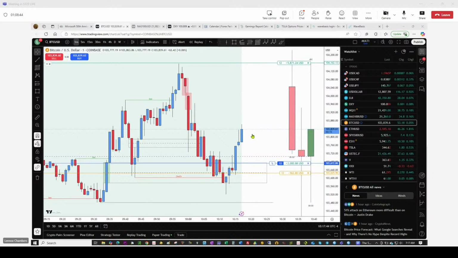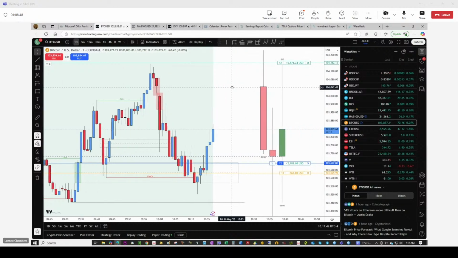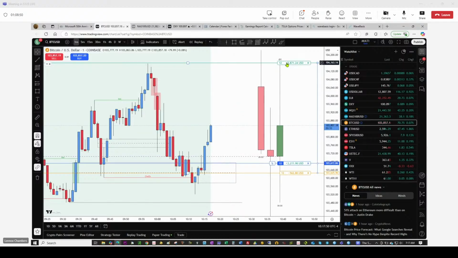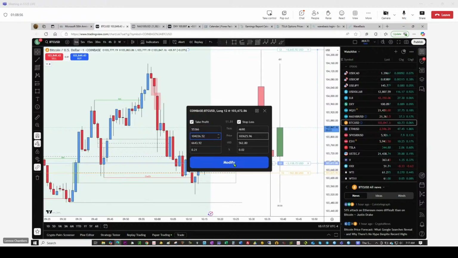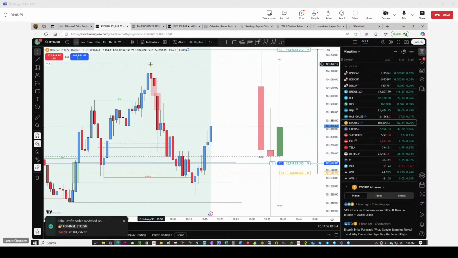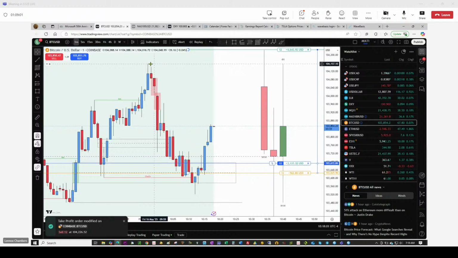So let me move. I'm going to move my target based on that to the high of the wick here. So that's a likely target there. This one is low-hanging fruit, but we can go to the candle high because that's a likely scenario that they're going to go and take out that high.